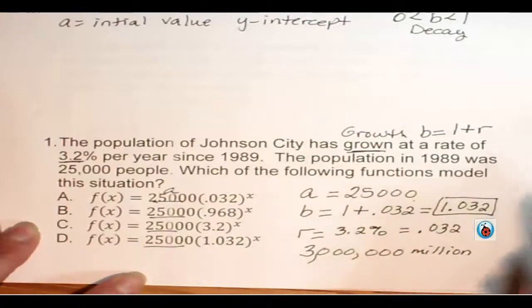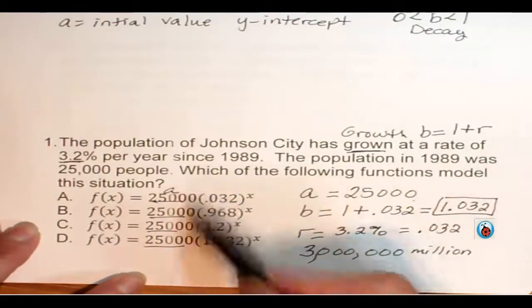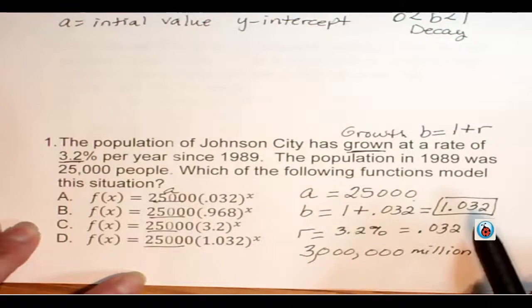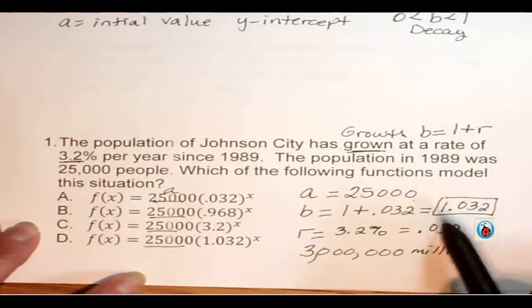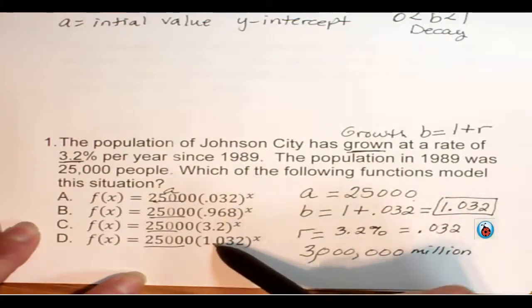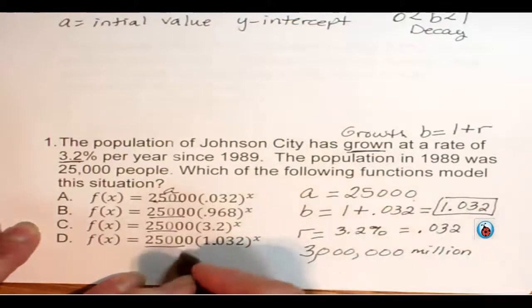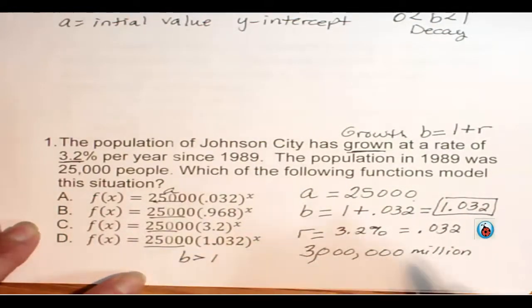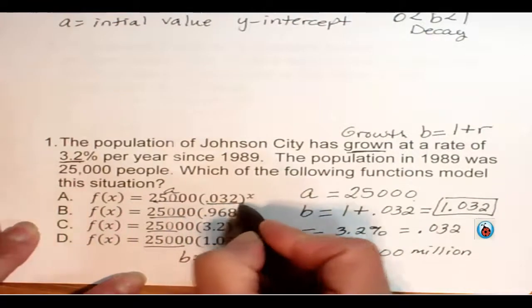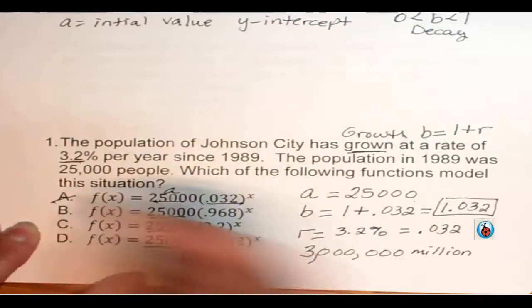Okay, so here we go. Let's take a look. We have the 25,000. That's not going to help us. So we know it's a growth. So one thing, if you're just looking at this as a multiple choice, remember a growth, the b has to be greater than 1. This b is not greater than 1. So that couldn't be your answer.